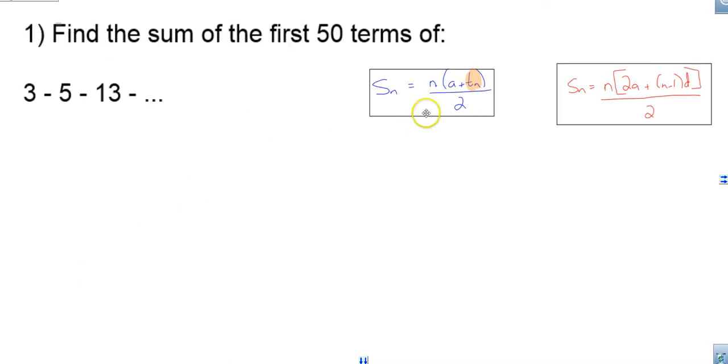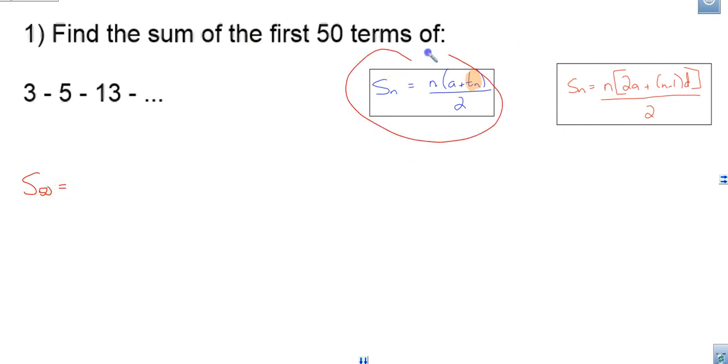The two equations that we just made will work in different circumstances. They both will give you the sum of the first n terms, but looking at the question that we have here, we have to determine which one is more appropriate. We want to find the sum of the first 50 terms of this series right here. So I want to figure out the sum of the first 50 terms. That means my n value is going to be 50.